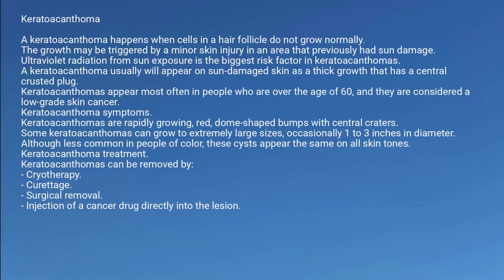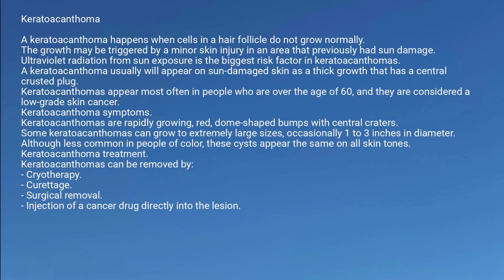Keratoacanthoma. A keratoacanthoma happens when cells in a hair follicle do not grow normally. The growth may be triggered by a minor skin injury in an area that previously had sun damage. Ultraviolet radiation from sun exposure is the biggest risk factor in keratoacanthomas. A keratoacanthoma usually will appear on sun-damaged skin as a thick growth that has a central crusted plug. Keratoacanthomas appear most often in people who are over the age of 60, and they are considered a low-grade skin cancer.